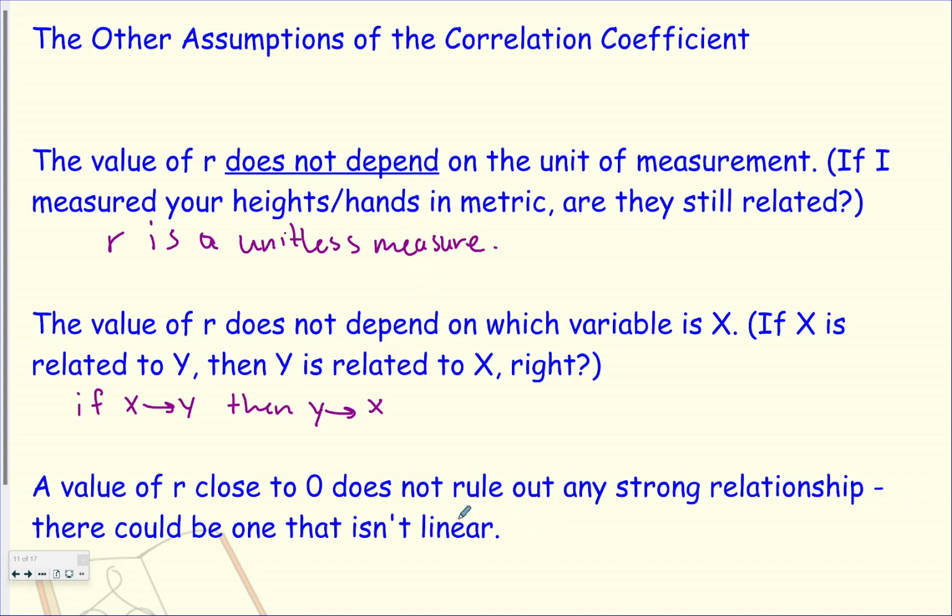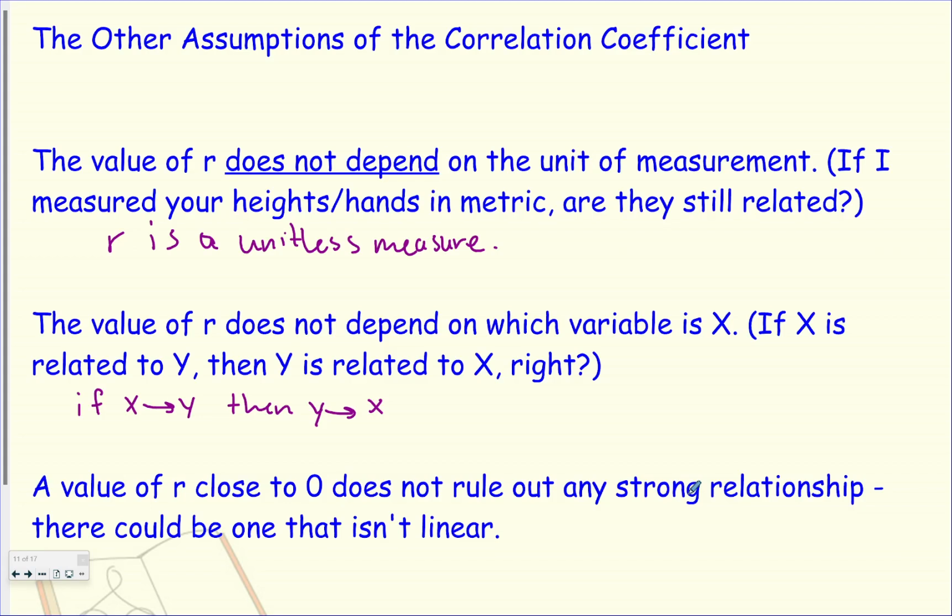Now, another thing to keep in mind: a value of R close to 0 does not rule out a relationship. You just haven't found it yet. Maybe it's another variable. Maybe it's a nonlinear relationship that we don't know. Maybe it's a different kind of function that we haven't studied. So with a value of R close to 0, but we still think there's a relationship, we just have to explore it further.